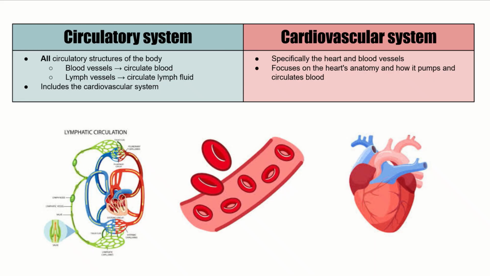And then the cardiovascular system is also going to be included within the circulatory system, as the heart muscles facilitate the contraction of blood and pushing that oxygen and nutrient-rich blood to other structures of the body. The cardiovascular system, on the other hand, is going to focus on the heart and blood vessels only, specifically the anatomy of the heart and how it pumps and circulates blood.